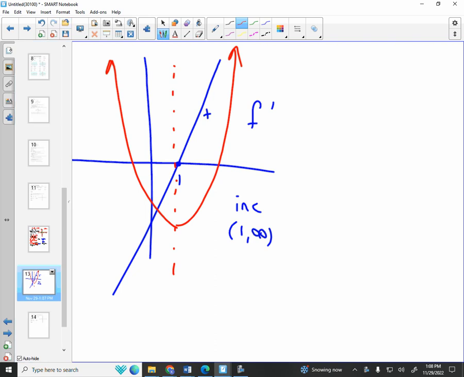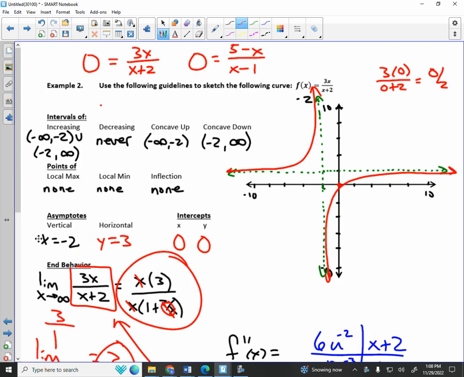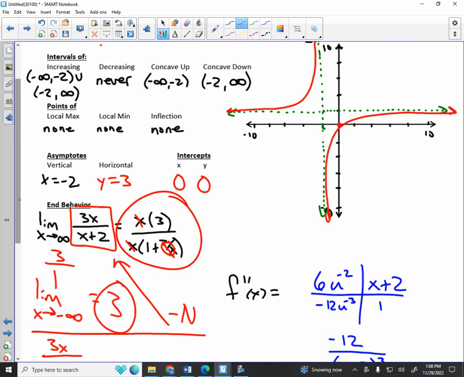So similarly, you can see in this example right here, increasing, I'm always on my way up. If you looked at the graph of the derivative, it would always be above the x-axis. Can I show you the graph of the derivative really quick? Here's the graph of this derivative. See how it's always above the x-axis? So that means that this is always going up. That's what it means.